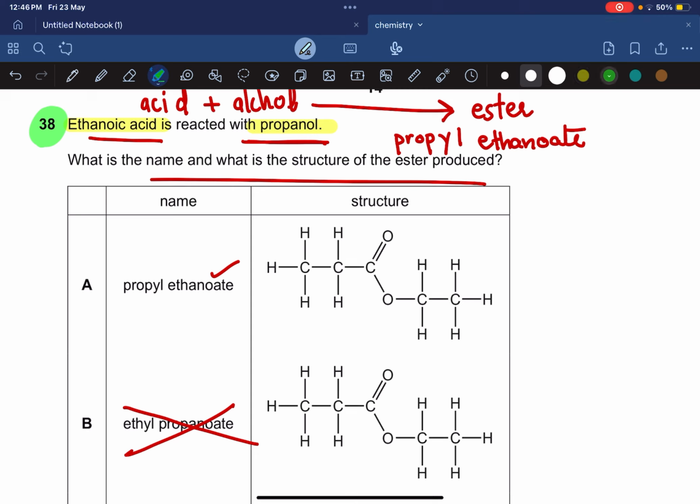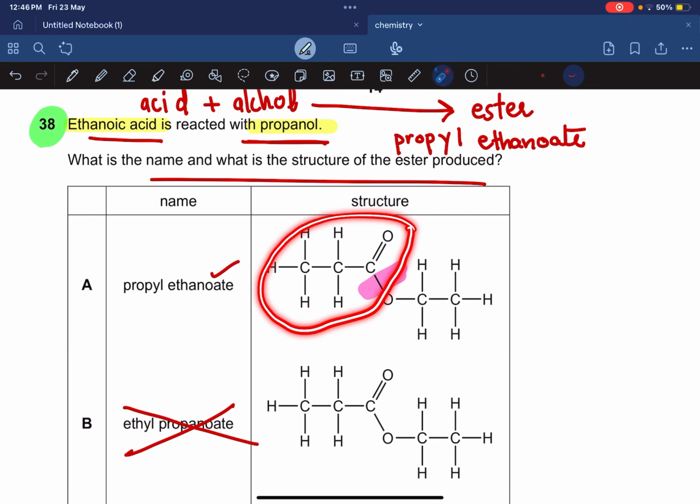I guess you guys should learn how to break your esters. You break your esters exactly at this carbon-oxygen bond. Over here you break your ester. Okay, now my ester is broken, and this part with the double bond comes from my acid, and this part comes from my alcohol.